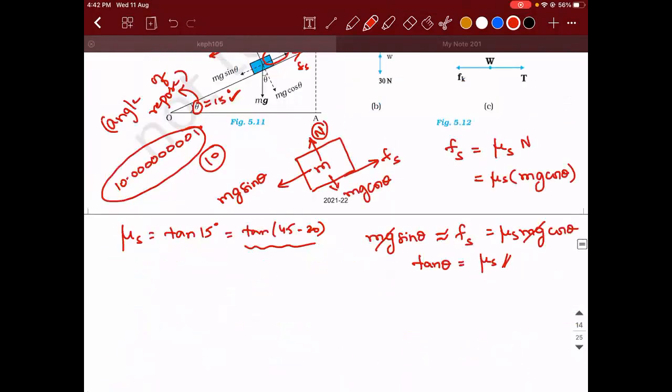Okay, so please make a note. I hope you guys are clear with this word, angle of repose, right? So angle of repose means the angle of inclination with the horizontal at which the object will slide on the inclination by overcoming the frictional force.